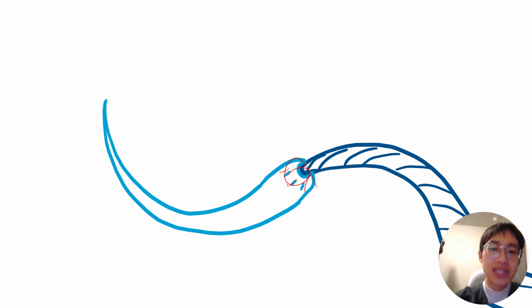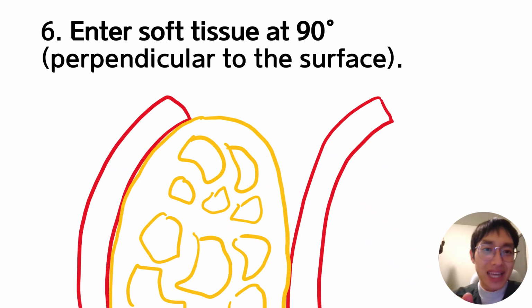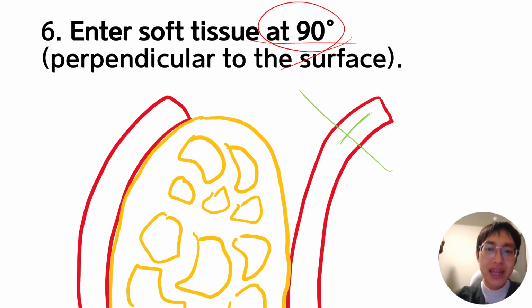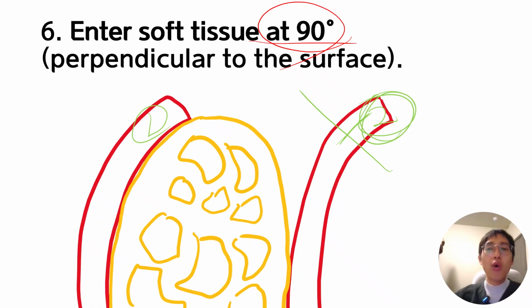So if you hold this area, there is a chance that you might disassemble them. All right, number 6, enter soft tissue at 90 degrees, perpendicular to the surface. So this is the perpendicular. So go like that, okay? Penetrate it perpendicular. From first, which surface? This one or this one? Of course, number 2, mobile tissue first. More mobile to make your life easier, right?